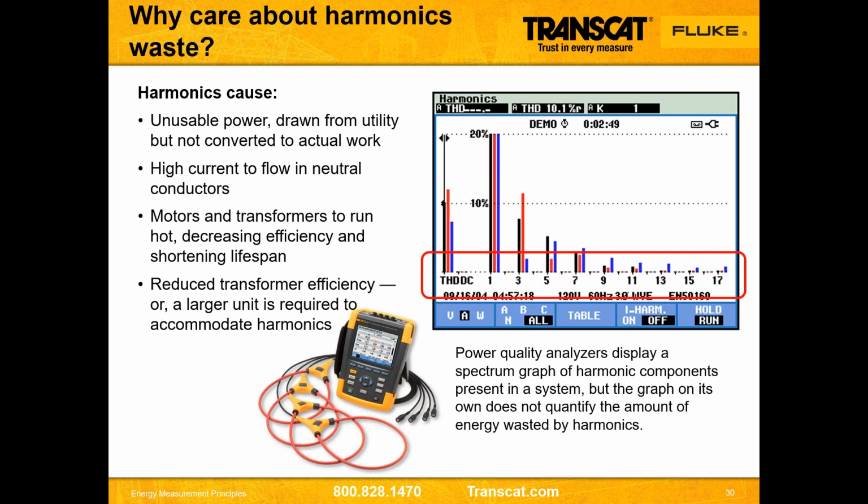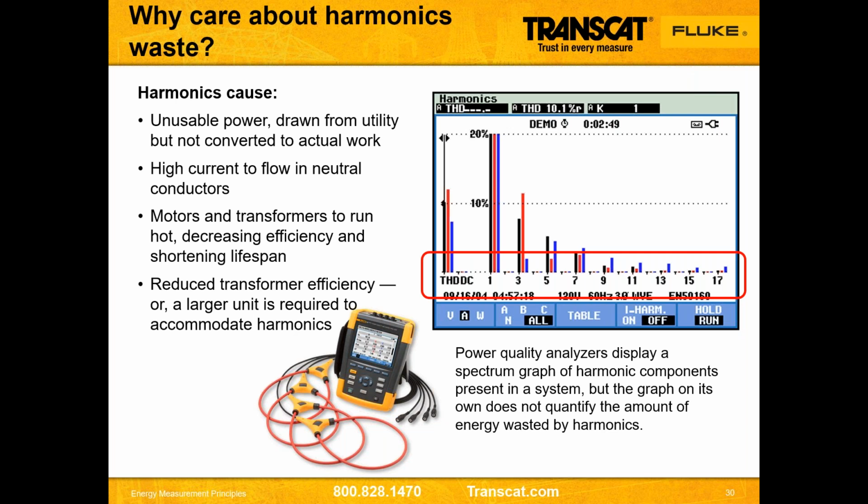And you can all see why. We have more current flowing in the neutral. We have overheated motors and transformers, and that's going to decrease the lifespan of those. So you decrease efficiency on electromechanical loads when they get hotter. Harmonics are one of the reasons why these loads get hotter.